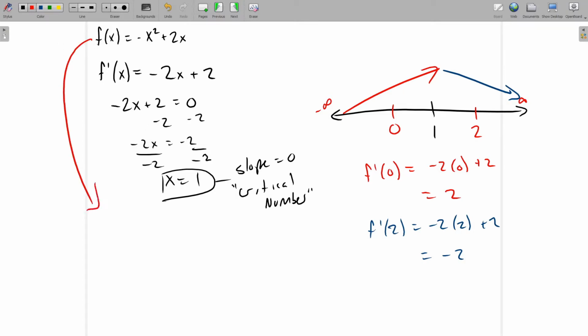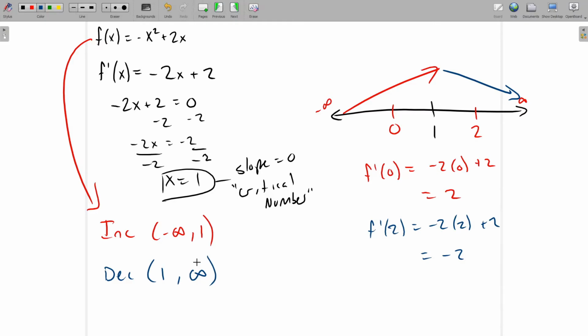So for our original function, we can say it is increasing on the interval from -infinity up to 1, not including 1, and it is decreasing everywhere from 1, not including 1, up to positive infinity. So that's the procedure.